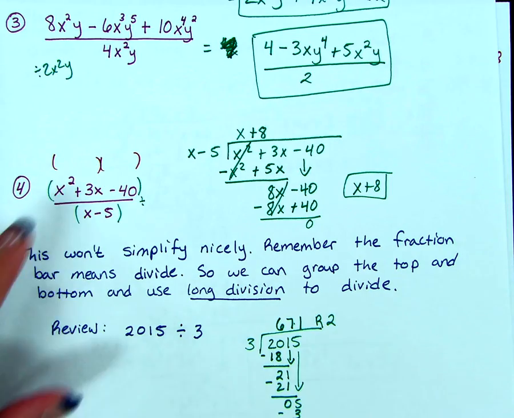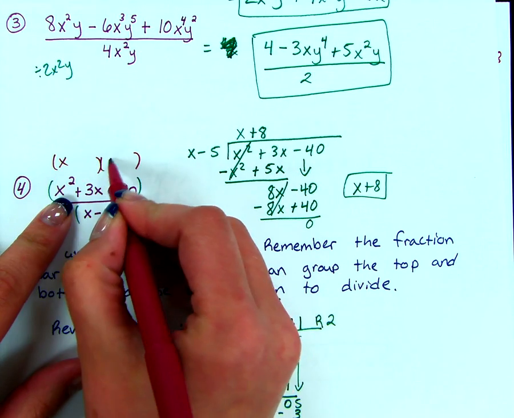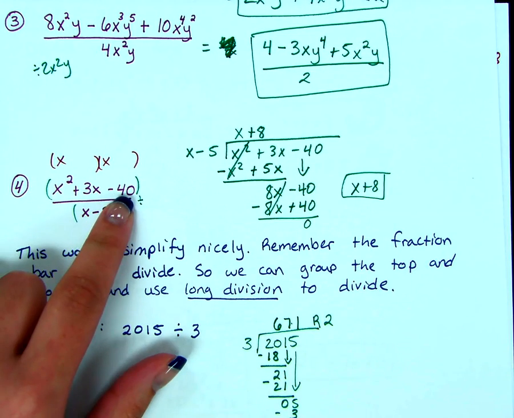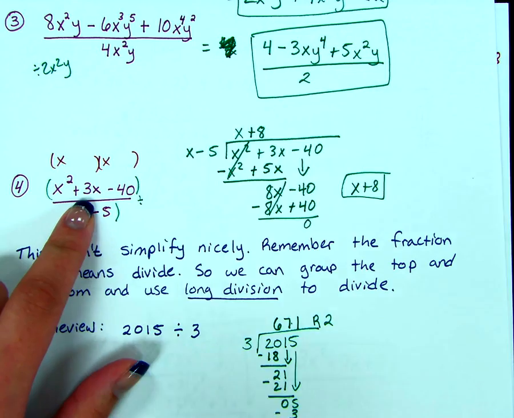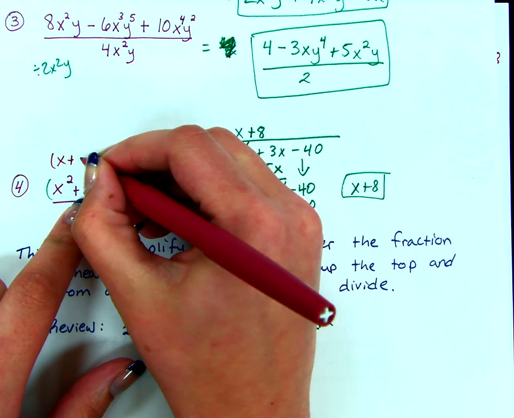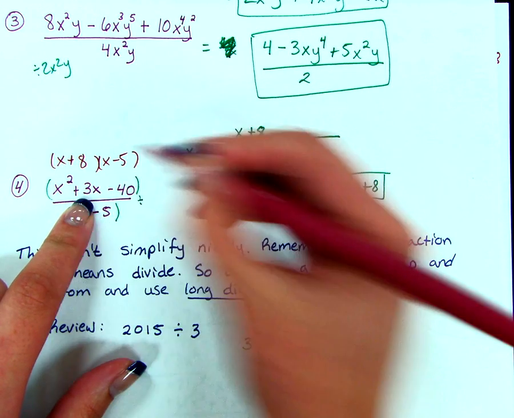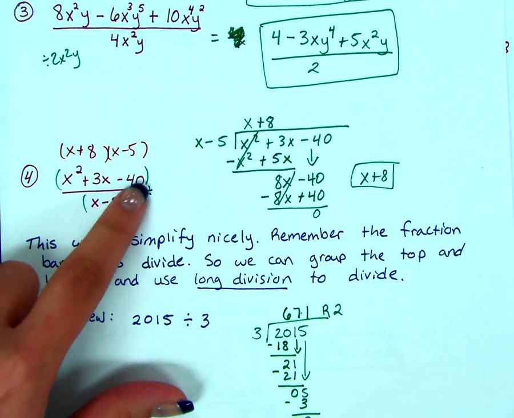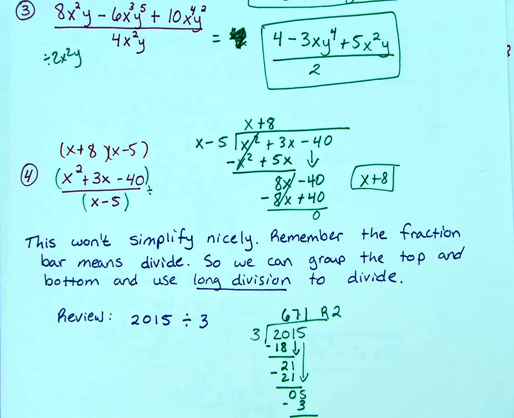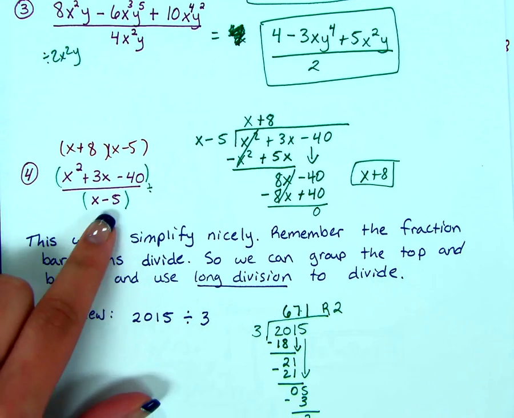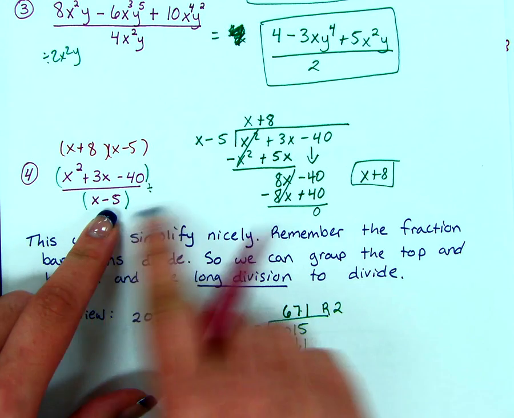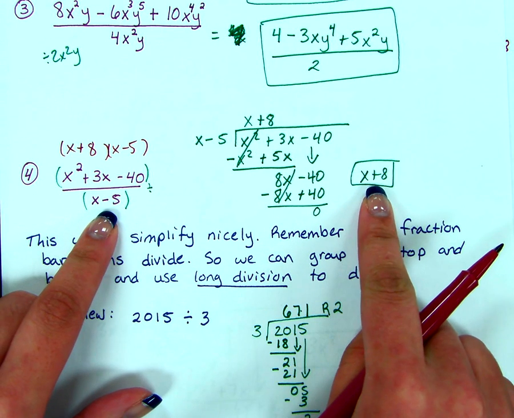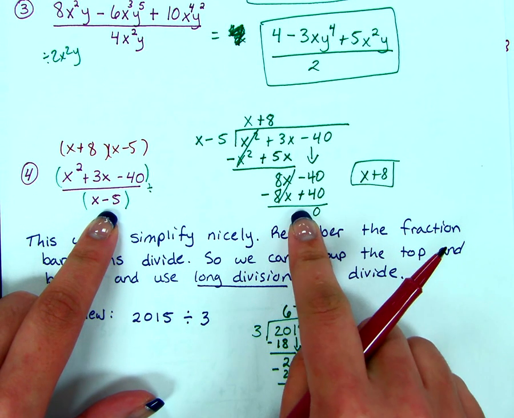the x squared would be split as x and x, and then two numbers that multiply to be negative 40 and add to be 3 are positive 8 and negative 5. When we factor, if I multiply these back together, that's the answer I'm getting. So when we look at this problem, we divided by 5 and got x plus 8. So that remainder here is 0.